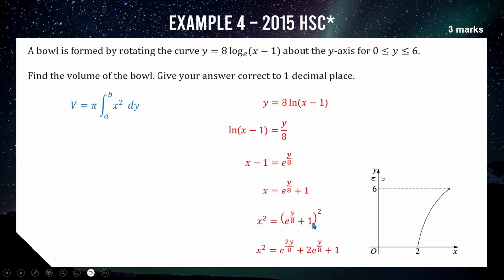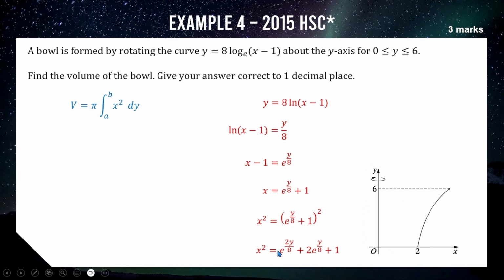We're going to times these two together and double it to get 2e to the y over 8. And then the last term is 1 squared. Okay, so this here is our term that we are now going to integrate. We can make 2y over 8 equal to y over 4 to make it a little bit nicer. But here we go, diving into some calculus.